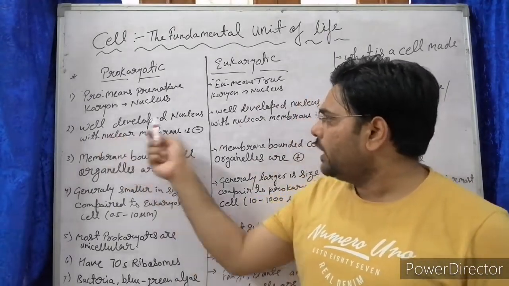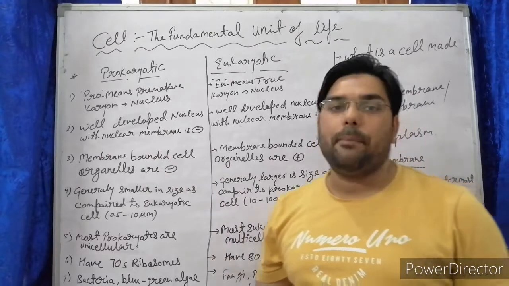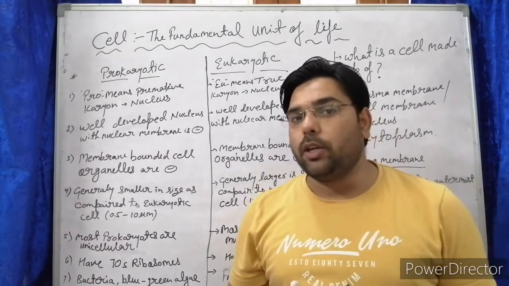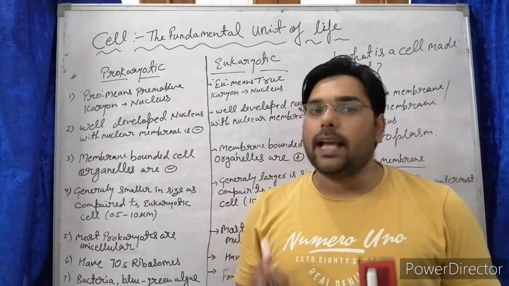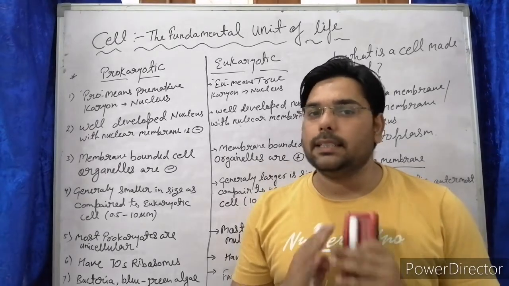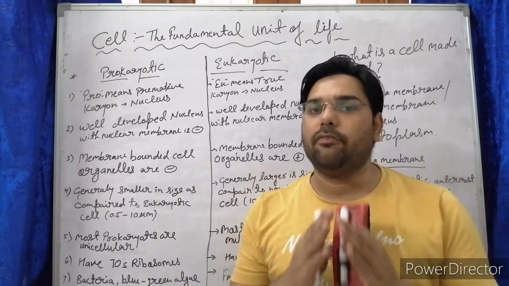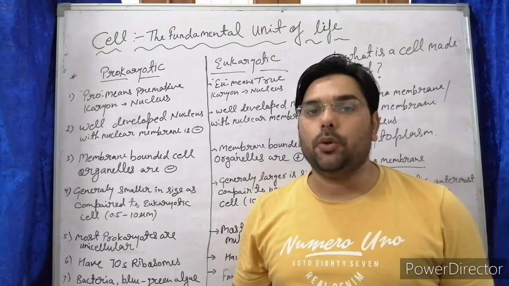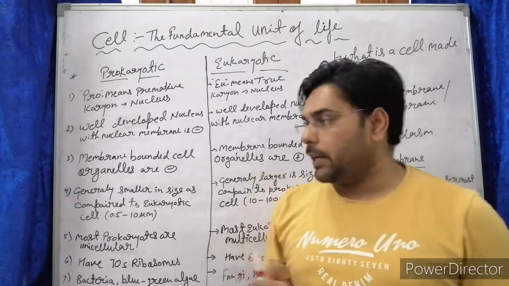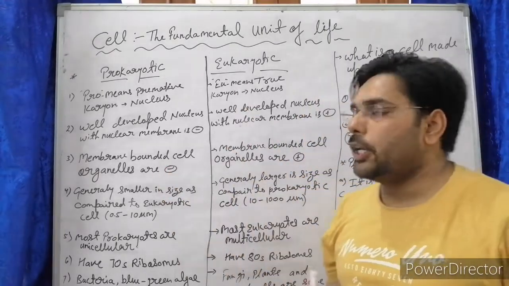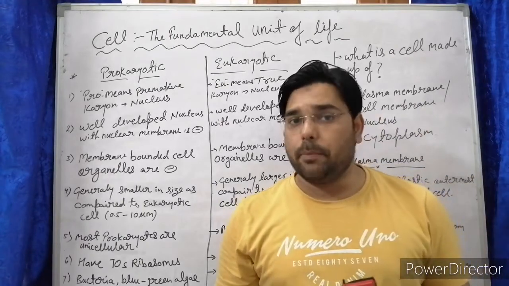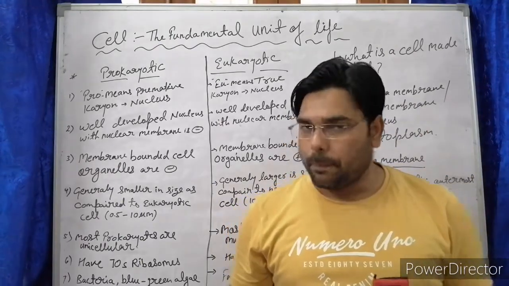The second difference is a well developed nucleus with a nuclear membrane. In a prokaryotic cell, the nucleus as well as the nuclear membrane is absent, means it does not have a well developed nucleus with a nuclear membrane. But a eukaryotic cell has a well developed nucleus with a nuclear membrane.